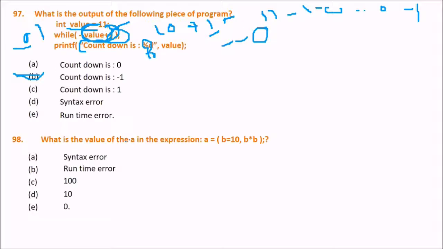Next is, what is the value of A in the expression A equal to, B equal to 10 comma B into B semicolon? What will be the answer?